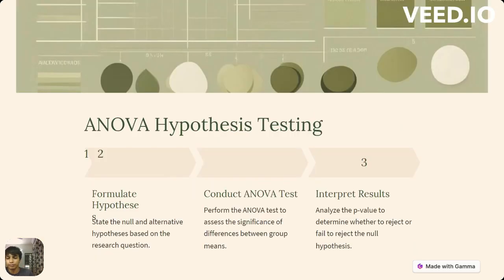Hypothesis testing. First, formulate hypotheses: state the null and alternative hypotheses based on the research. Second, conduct the ANOVA test. Perform the ANOVA test to assess the significance of differences between group means. Third, interpret results. Analyze the p-value and determine whether to reject or fail to reject the null hypothesis.